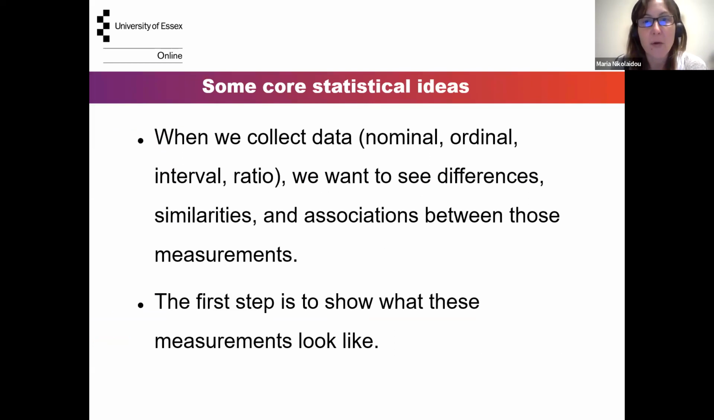And let's start with some core statistical ideas. So when we collect data, and from our previous workshop, we know that the type of data we have is either nominal, ordinal, interval, or ratio. We want to see differences, similarities, and associations between those measurements. So for example, we might be interested to see whether certain personality traits associate with certain behavior patterns. Or we might want to see whether taking drug A or drug B makes a difference in the depression level. So we collect data because we're interested in researching things that we observe and that happen around us. That's the main idea of why we do research. We want to find those answers.